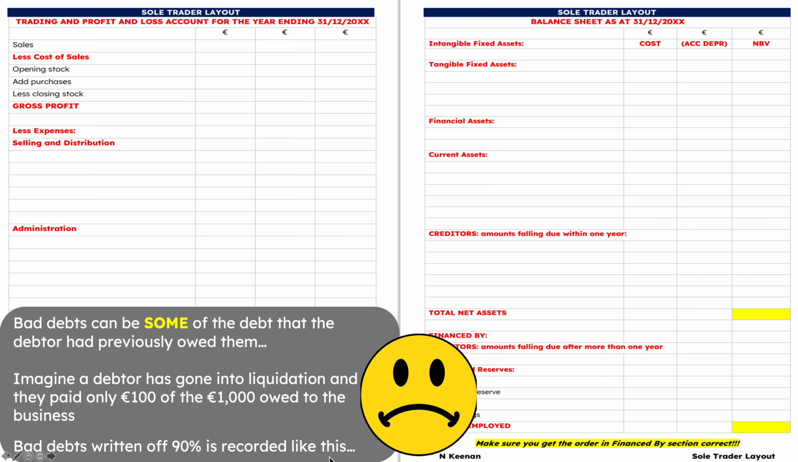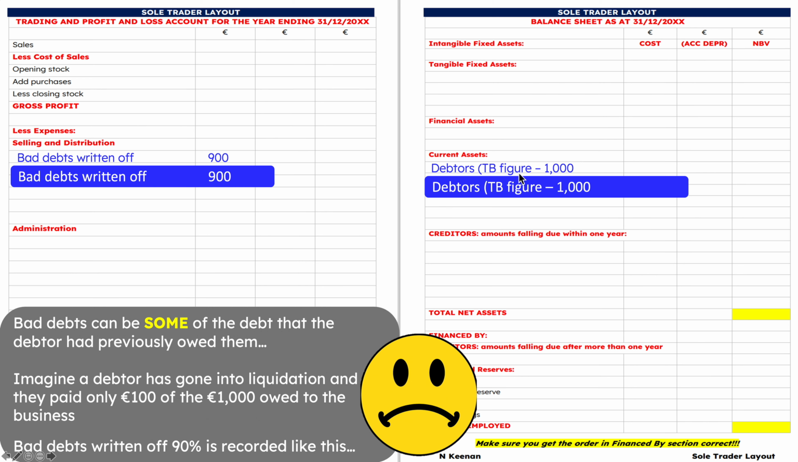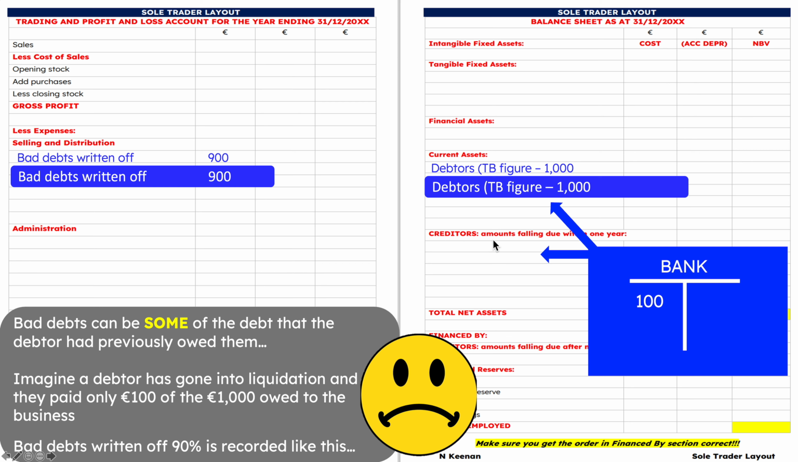Bad debts written off 90% would be recorded like this. So you've got your bad debts written off, the €900 that they're not going to receive, okay? You will take the 1,000 away from the debtor, and the 100 that they paid the business is going to go into the bank. So whatever way, the bank is going to be debited, but if you have a bank overdraft here, it will be minus from the bank overdraft. But if you have a bank figure up here, we would plus that €100 there.